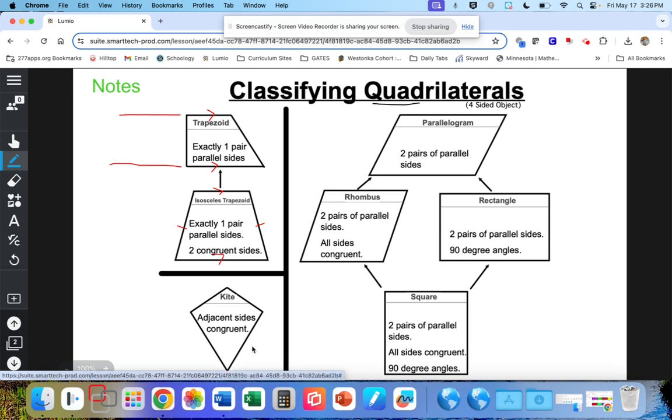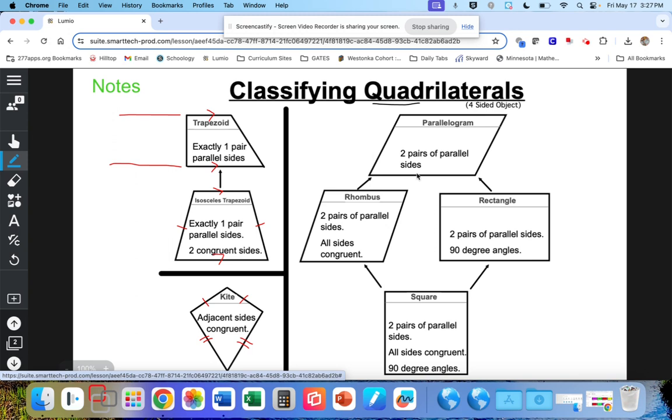The next one is a kite. The kite says adjacent sides are congruent. Adjacent means that they are touching by a point. So this one is congruent or the same as this one. And this one here is congruent to this one here. Notice we added another line dash so that you can see the differences as to where they match, what they're congruent with. Now we're going to move over to the parallelogram family.